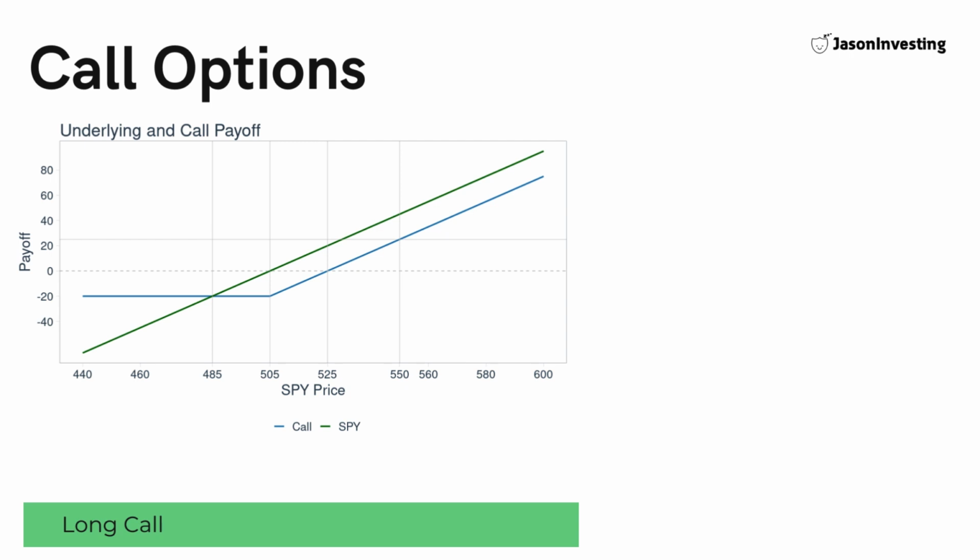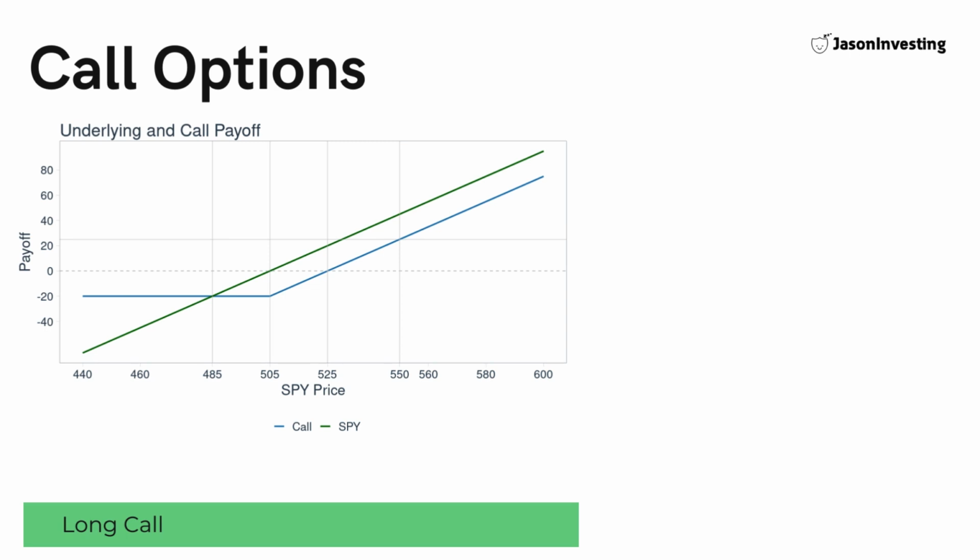So let's first explain the payoff of the underlying, because it's very simple. It's just a linear straight line with a certain slope. The slope is actually 1. So it means that with every dollar increase in the underlying SPY price, the payoff will go up by $1. Similarly, if the price were to go down by $1, you will lose $1 as well.